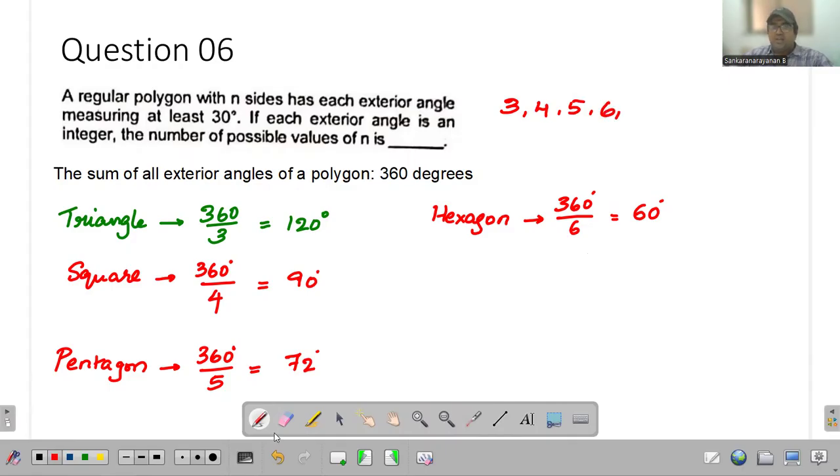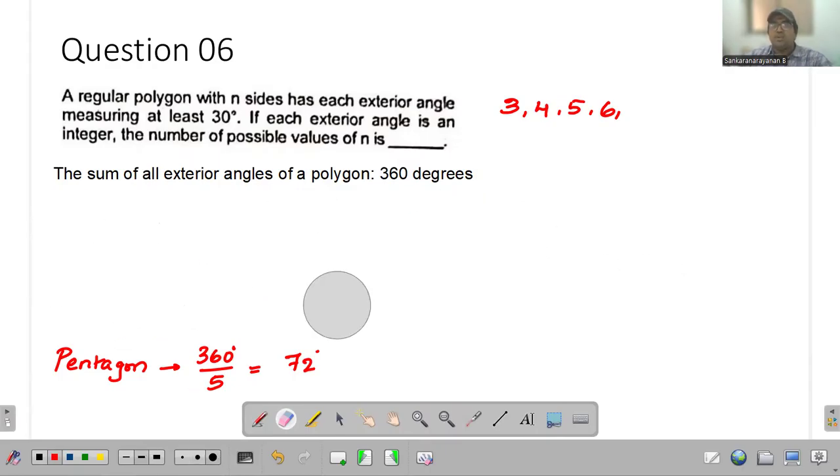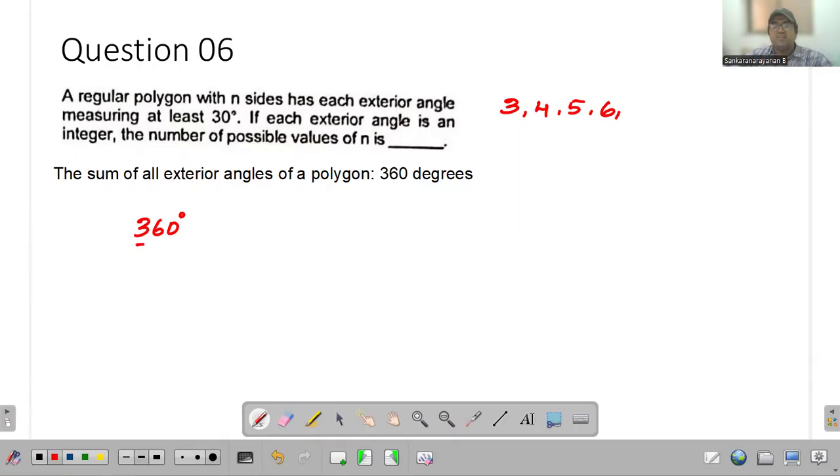But please note, we cannot consider 7 here, the number of sides equal to 7. You know why? The measure of an exterior angle will be 360 degrees divided by 7. But 360 by 7 is not an integer value for the exterior angle, right? Because they have mentioned in the question that each exterior angle is an integer. If n is equal to 7, 360 by 7 is not an integer, so I cannot consider 7.